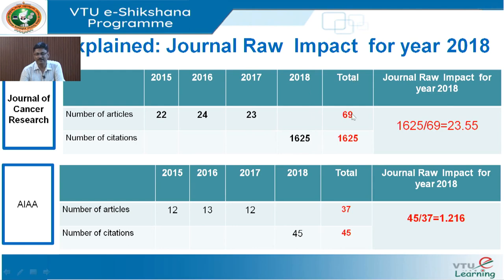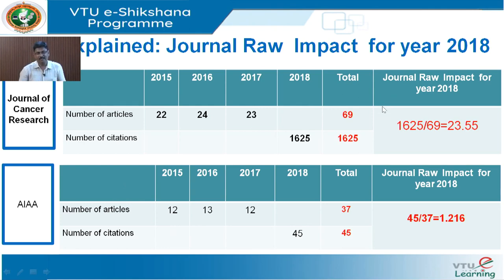If you divide 1625 by 69, this is the journal raw impact factor, nothing but the CiteScore. The CiteScore is 23.55 for this journal. The CiteScore is 1.216 for this journal. Now if you have a promotion policy based on CiteScore or impact factor, the papers published in journals with a CiteScore or impact factor of 10 and above will get promotion. The papers published below 10 CiteScore, definitely an aerospace faculty will not get promotion.